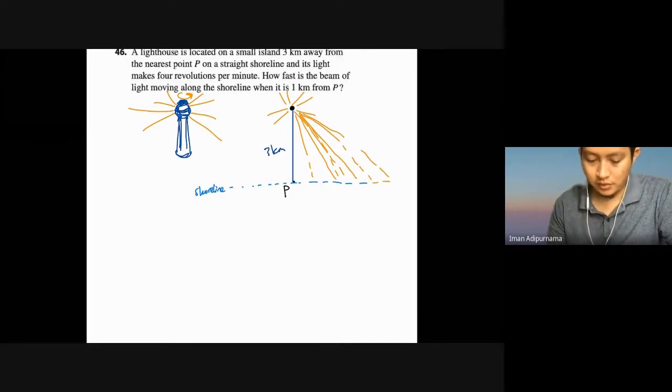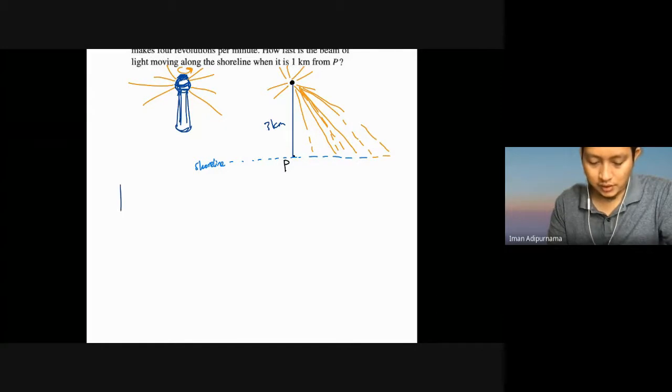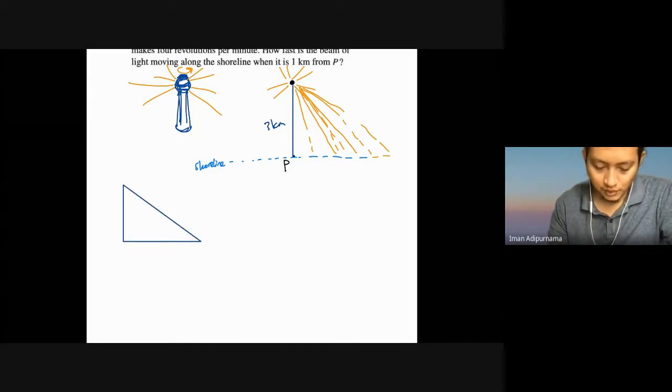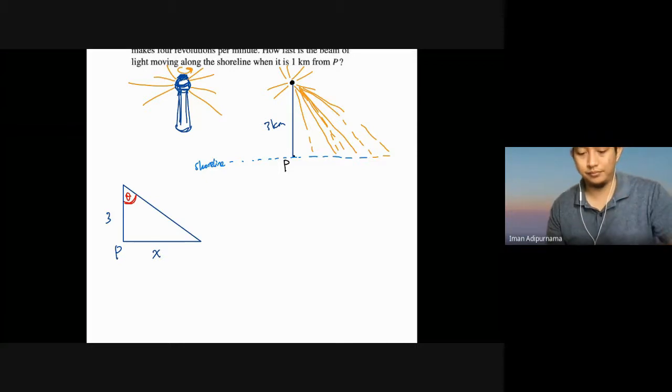So we can take this as a simple triangle. This is P, this is 3. Let's say this is X, the one that we are going to check. And because the lighthouse is rotating, the lamp, I mean, it has some angle that's rotating.